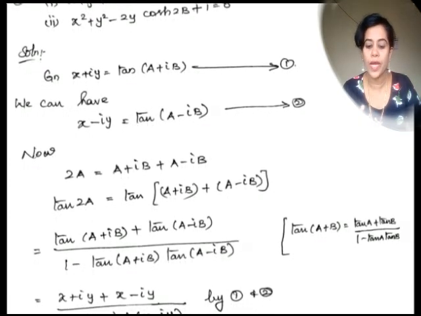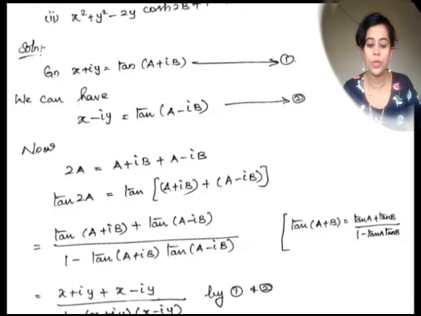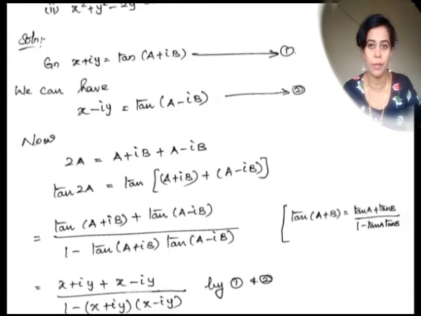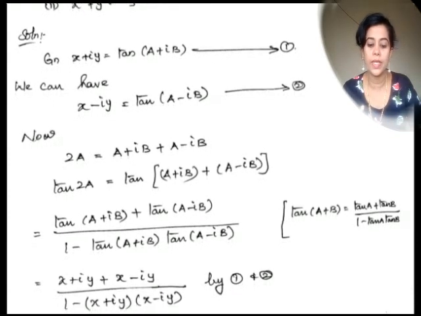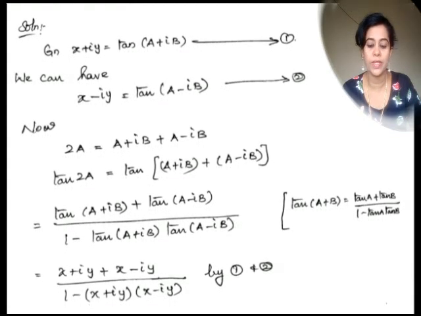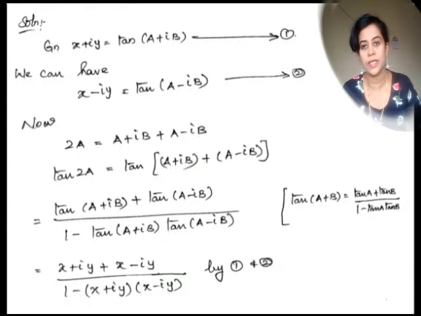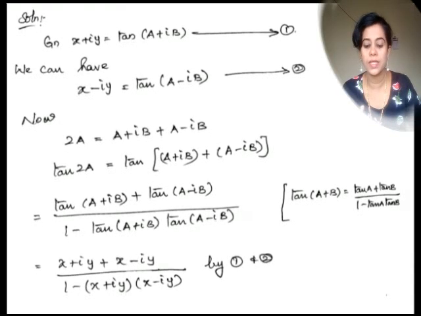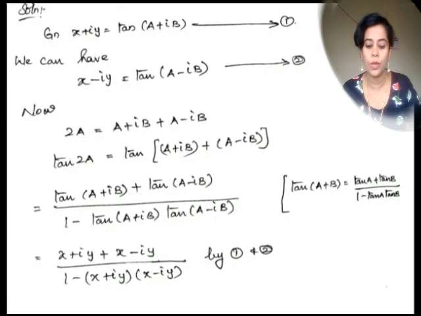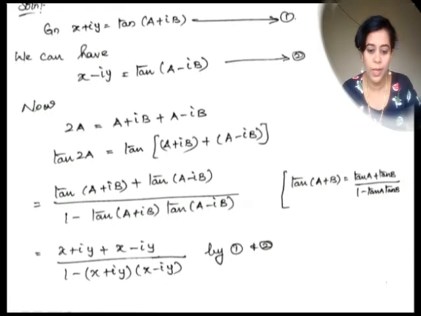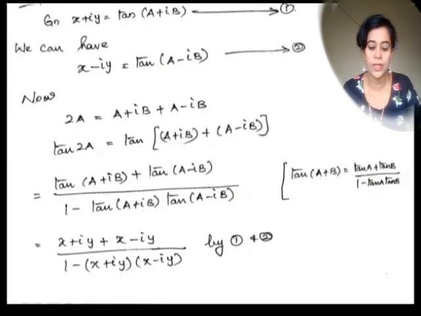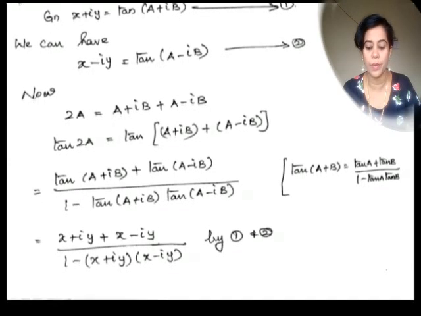And I know the formula tan of a plus b is equal to tan a plus tan b divided by 1 minus tan a tan b. According to that, here a is treated as a plus ib and b is treated as a minus ib. So the formula says tan a plus tan b divided by 1 minus tan a tan b. What is that? It is tan of a plus ib plus tan of a minus ib divided by 1 minus tan of a plus ib into tan of a minus ib.